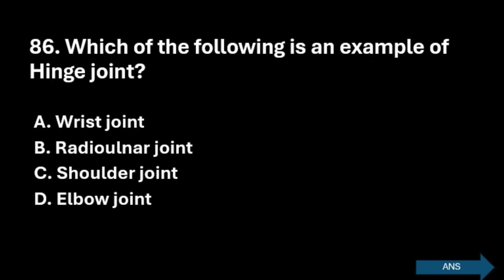Next question. Which of the following is an example of hinge joint? Option A, wrist joint. Option B, radio-ulnar joint. Option C, shoulder joint. Option D, elbow joint. So one of this is hinge joint. What is that? The right answer is elbow joint.